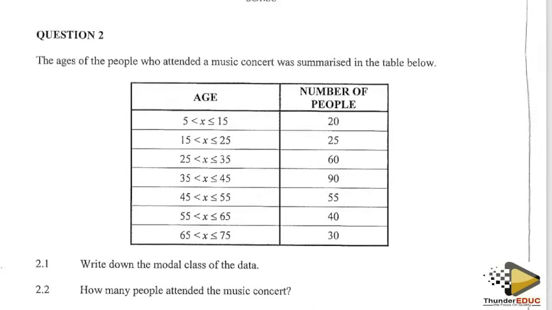Question number 2, please don't rush. The ages of the people who attended the music concert were summarized. This is group data. So these are the groups or the edges. For ages between 5 and 15, we have 20 people. And then for ages between 15 and 25, and then 25 and so on and so forth. So this is the information we have.